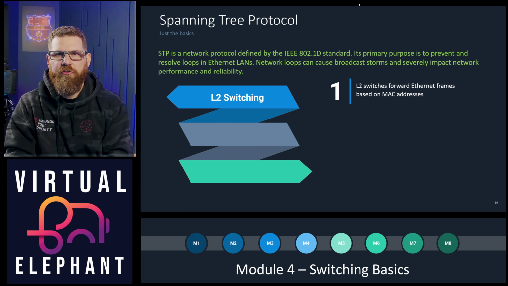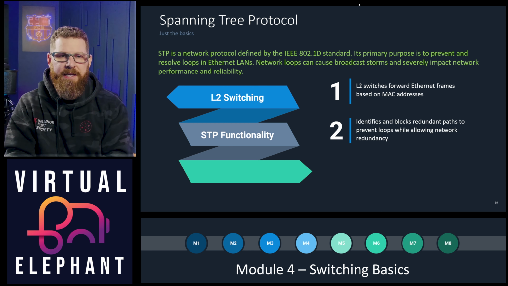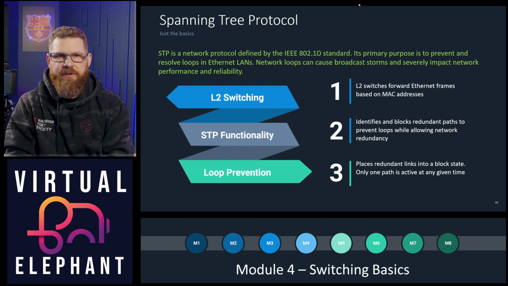So first, L2 switches. L2 switches are going to forward those Ethernet frames based on the MAC addresses like we've talked about. And from there, this is where STP is going to step in. It's going to identify and block redundant paths to prevent loops while allowing network redundancy. So it will see that there's multiple paths to a destination. It will essentially mark one as the active or preferred path and mark the others as redundant until a time exists where that primary path becomes unavailable. And this is going to allow us to prevent loops in a core access topology.